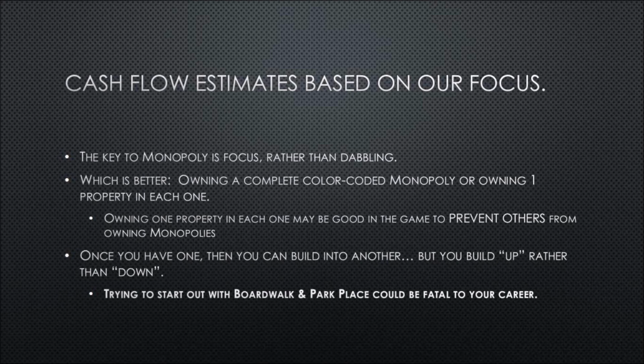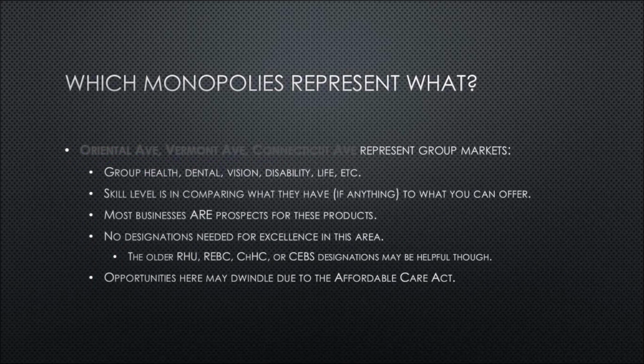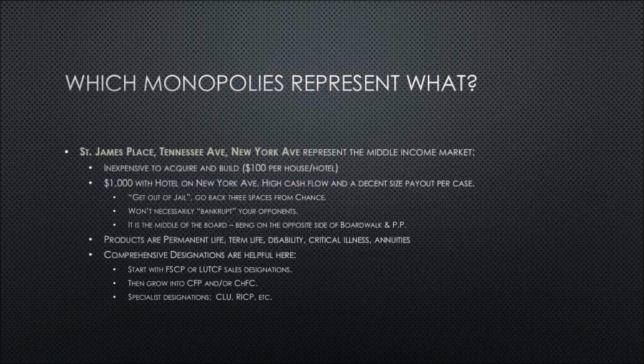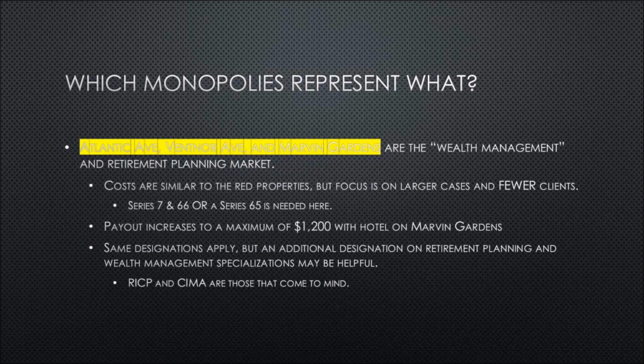Let's take a look. We've talked about that. The blue property group, this is Oriental, Vermont. We're talking about, okay, there's a few designations there. No big deal. St. Charles Place, States, and Virginia Avenue, the senior market. We've got the middle income market here. Kentucky, Indiana, and Illinois also represent the middle income market. I think I covered pretty much everything here.